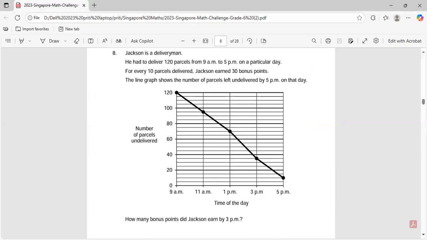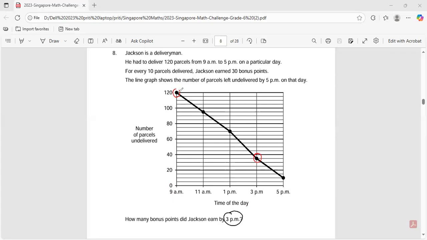Question number 8. Jackson is a delivery man. He had to deliver 120 parcels from 9 a.m. to 5 p.m. on a particular day. For every 10 parcels delivered, Jackson earned 30 bonus points. The line graph shows the number of parcels left undelivered by 5 p.m. How many bonus points did he earn by 3 p.m.? So we don't have to go till 5 p.m. We have to see here 3 p.m.